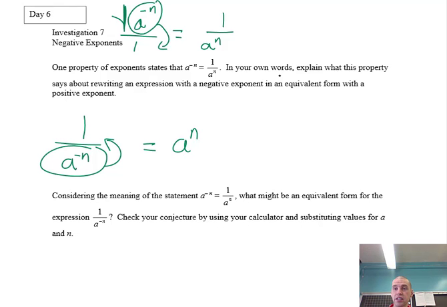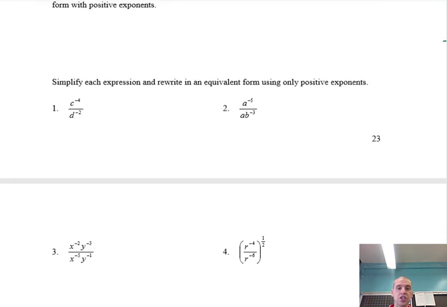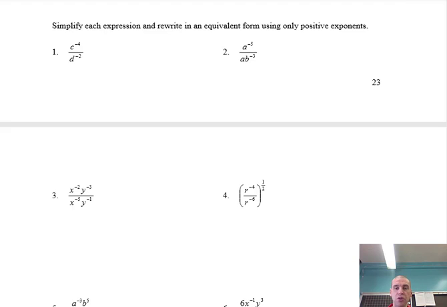So let's look here. Numbers 1 and 2 at the bottom, and then we'll go to page 24. C to the negative 4, what I like to do is circle if you have a negative exponent, and then I draw arrows to where it should go. So c to the negative 4 is in the numerator, it moves to the denominator, so I write c to the positive 4. And d to the negative second was in the denominator, it moves to the numerator, d to the second.